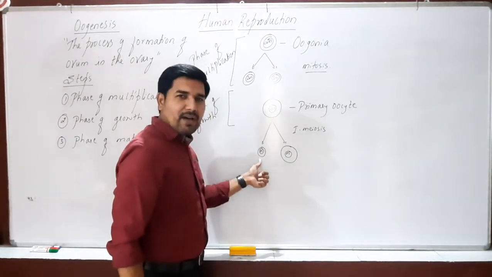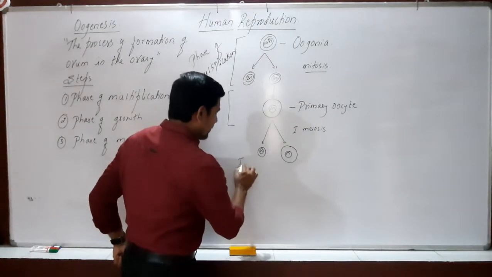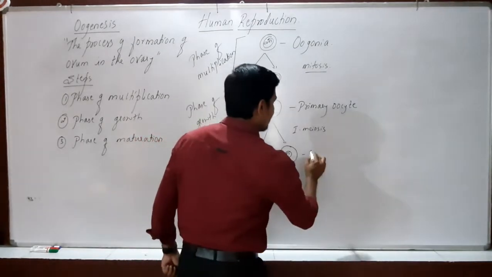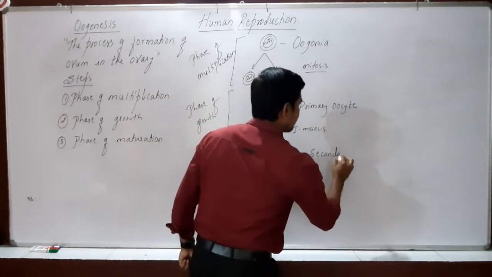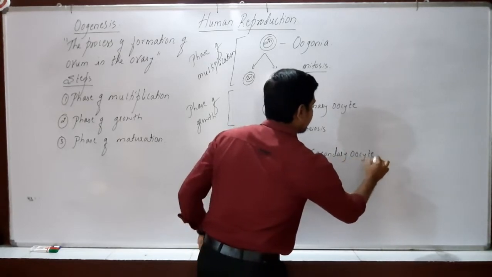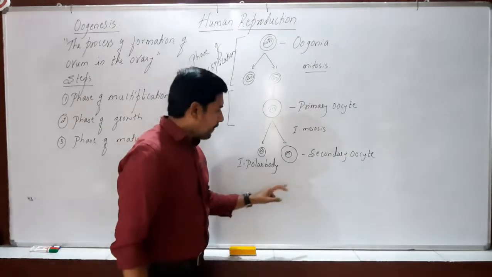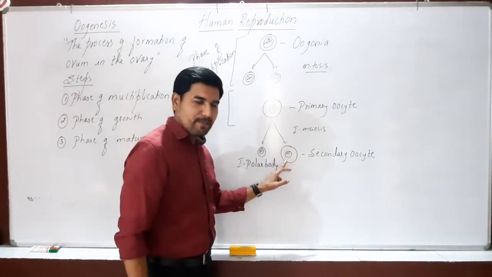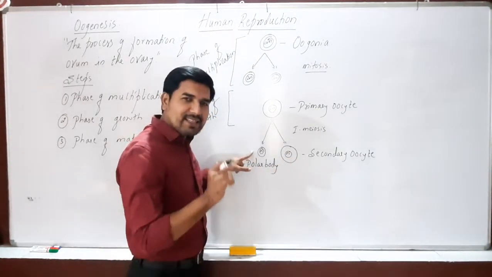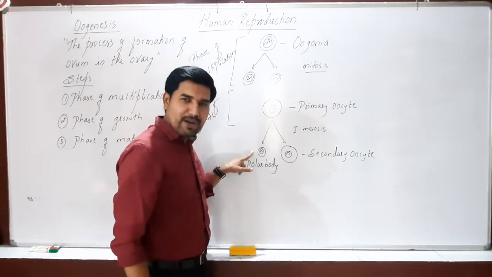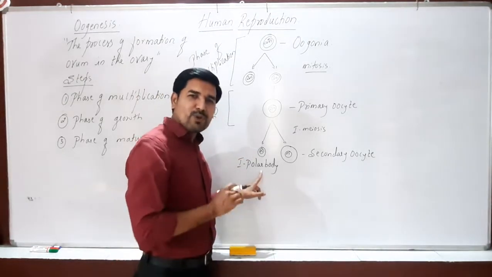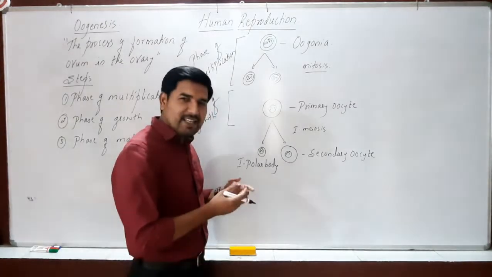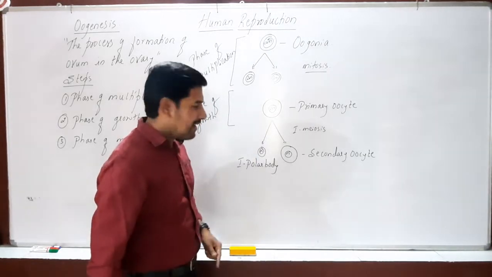But there is a smaller polar body. This is called the first polar body, and this is called a secondary oocyte. Now this secondary oocyte is a little bit larger because of the dense cytoplasm. The first polar body is a little bit smaller with very little cytoplasm, and it is also called a non-functional ovum. It is functionless. It gets degenerated later on.